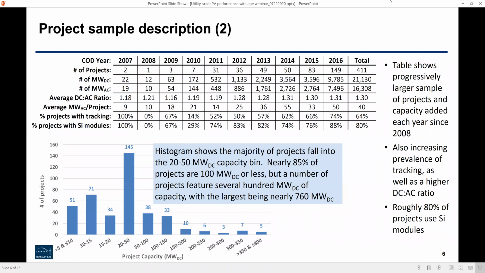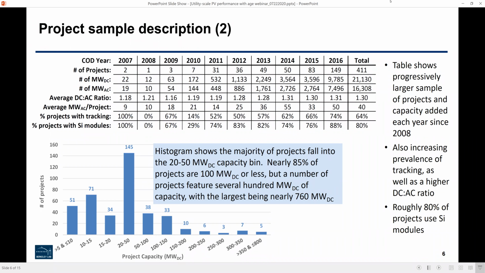Here we see a bit more of a sample description, in this case focusing on trends over time in the table at the top, as well as the distribution of plant size or plant capacity in the histogram at the bottom. In the table, you can see a progressively larger or growing sample in recent years, featuring larger projects with higher DC to AC ratios and greater use of single-axis tracking. The histogram, meanwhile, shows that many projects fall into the 20 to 50 megawatt size range, but we do also have some very large projects in our sample as well, upwards of several hundred megawatts.